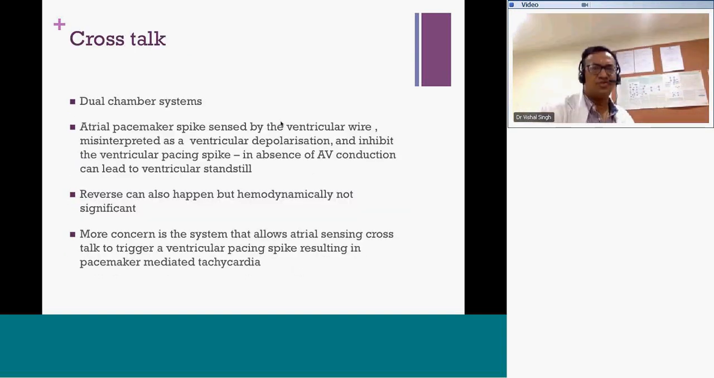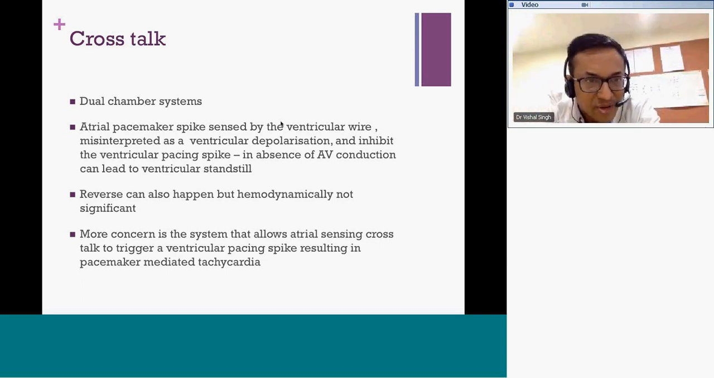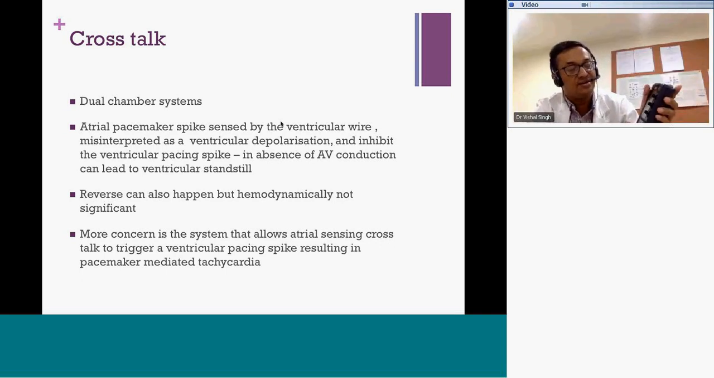So, a phenomenon called crosstalk, in relation to the pacemaker earlier, especially in dual chamber systems, is the problem. The atrial pacemaker spike is sensed by the ventricular wire, especially if its sensitivity is very low. Okay, and sensitivity low means a very low value out here. So the patient's ventricular wires are very sensitive. If the sensitivity value is high, they are less sensitive.